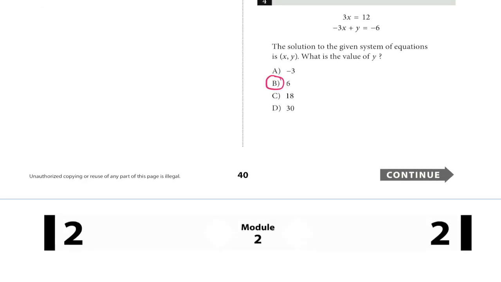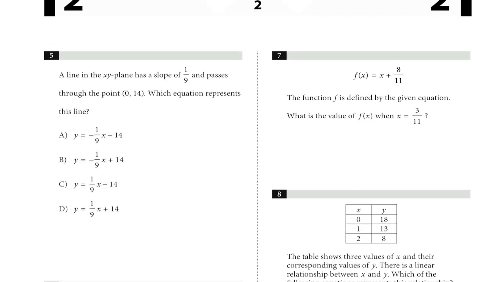All right, number 5. A line in the xy plane has a slope of 1 over 9 and passes through the point 0, 14. Which equation represents this line? So in my opinion, there's 2 really good ways to do this question. The quickest way, where we don't have to do any math, is recognize that all these lines, all these answers are written as y equals mx plus b. Well, they told us the slope, m, is 1/9.